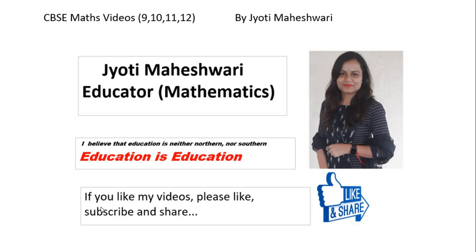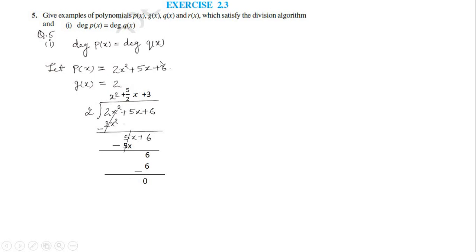So I would start with question 5 from exercise 2.3. Here we have to give some examples of polynomials such that they follow the division algorithm, and the degree, in the first case, of polynomial p(x) should be equal to the degree of q(x). It means the dividend polynomial and the quotient polynomial should have the same degree. So let us take one example.